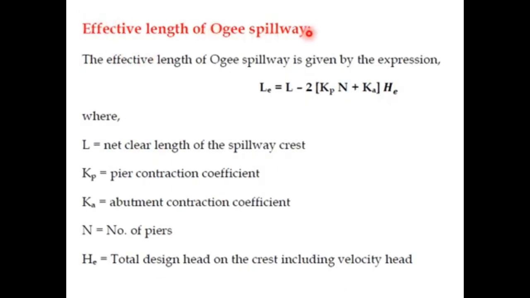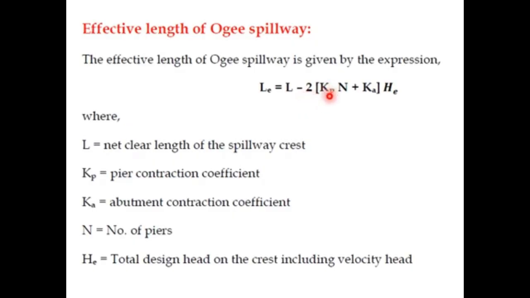Now, how to find the effective length of the ogee spillways. The total length of the spillway is divided into a number of bays by means of piers. For example, if there are four piers, then there are 5 spans. The distance between pier and pier is the clear length. Suppose we have 5 spans of 10 meters, then the clear crest length will be 50 meters. Whenever the water approaches the spans, it contracts and forms what are known as end contractions.